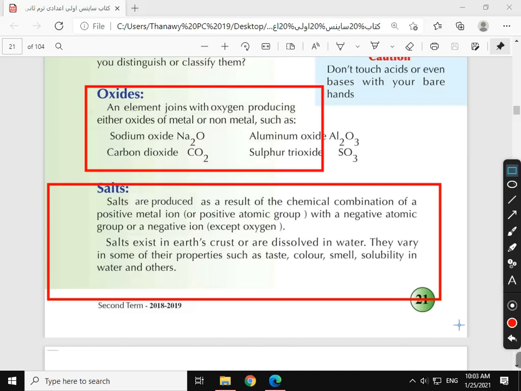Number 4, salts. Salts are produced as a result of chemical combination of positive metal ion or positive atomic group with a negative atomic group or negative ion. For example, NaCl. Na is a positive metal ion and Cl is a negative ion. So here we have a positive metal ion with a negative ion, NaCl, sodium chloride.